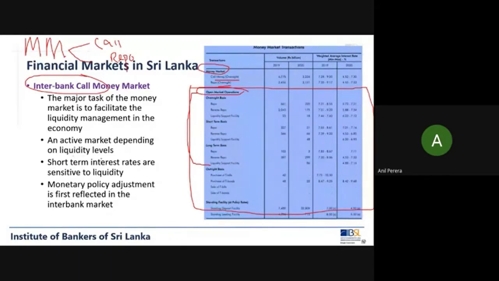I think you have heard the term the average weighted call money rate, AWCMR. Remember why this rate is important? What is this rate, AWCMR? Can somebody tell me what is the AWCMR, average weighted call money rate? What is the significance?